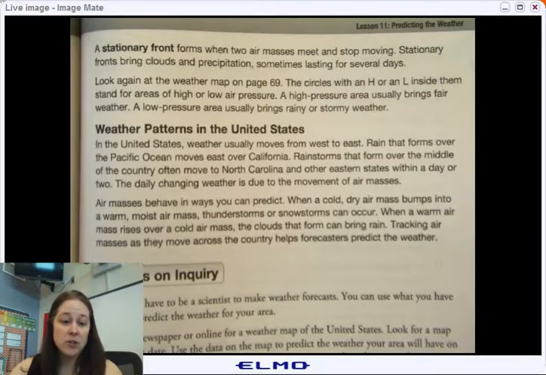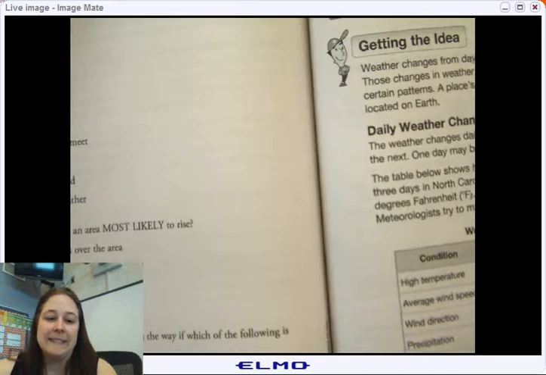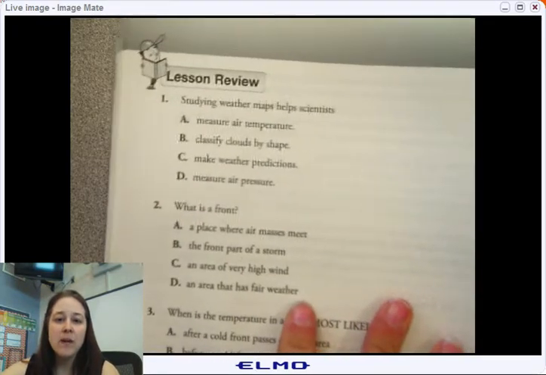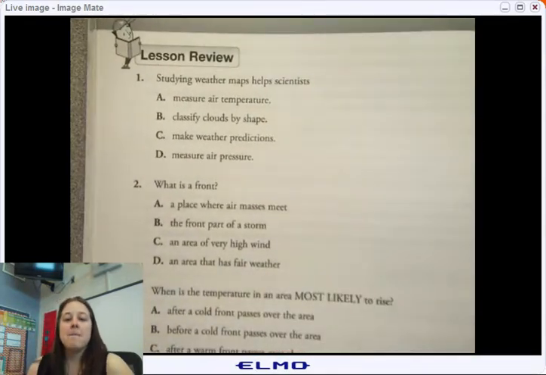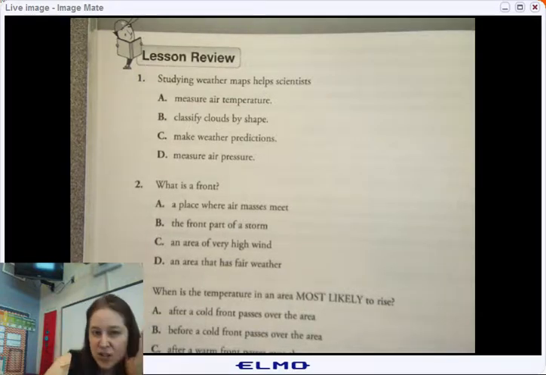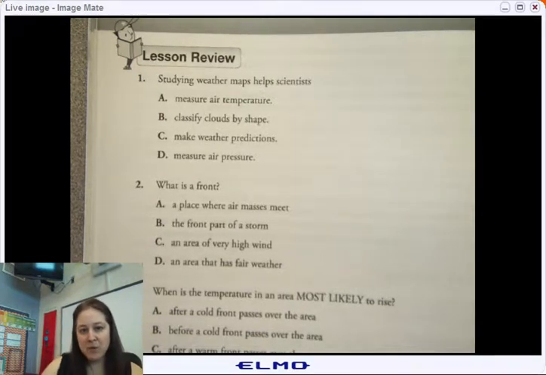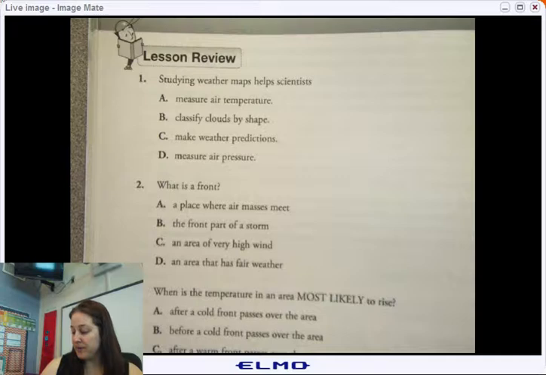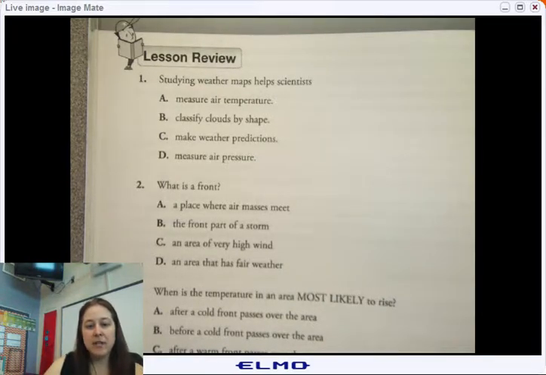Okay, we are now turning to our questions. Studying weather maps helps scientists A. measure air temperature, B. classify clouds by shapes, C. make weather predictions, or D. measure air pressure. What is a front? A place where air masses meet, a front part of a storm, the area of very high wind, or the area that has fair weather. Go back into your notes if you don't know.